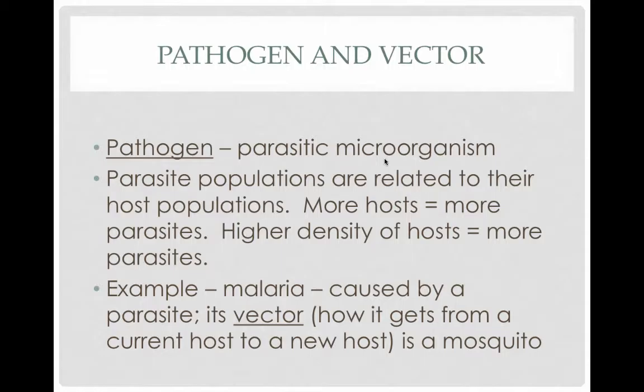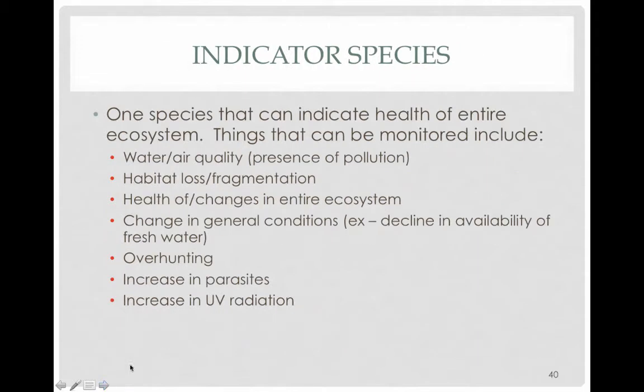Mosquitoes are vectors for the protozoan that causes malaria. Rats are vectors for fleas, which are vectors for the bubonic plague. Okay, so that organism doesn't cause the disease, it merely makes a special delivery.